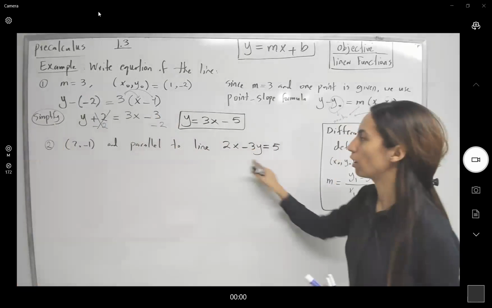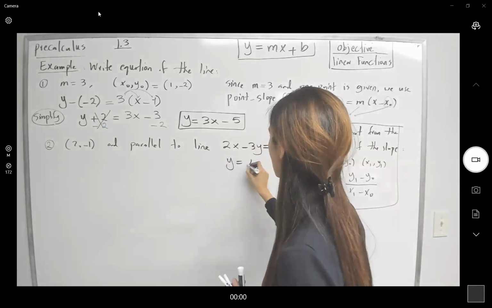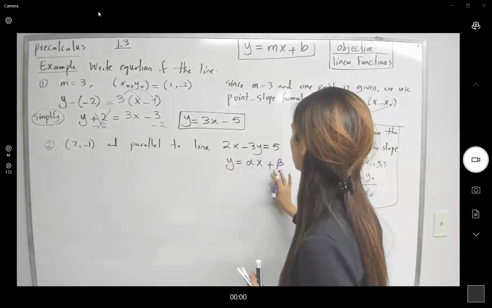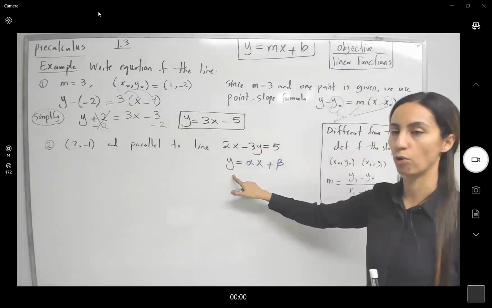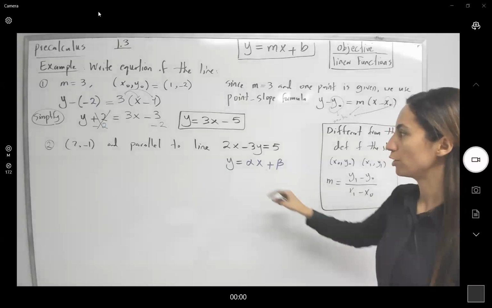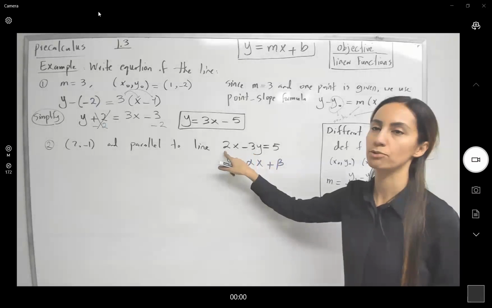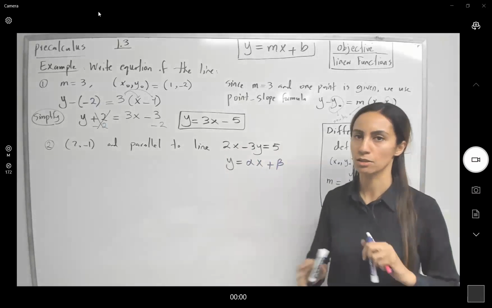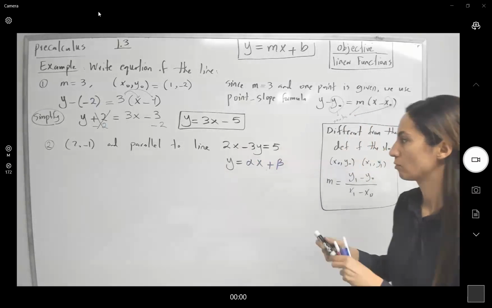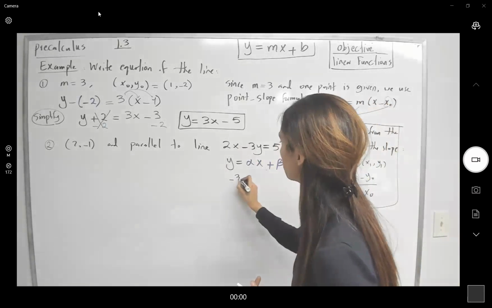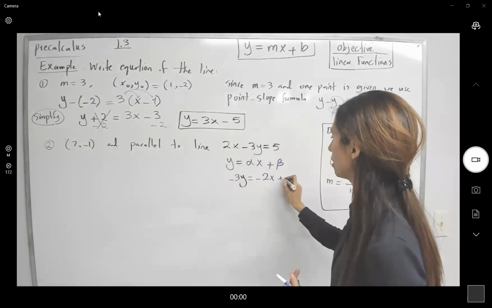We need to figure out what alpha is. We need to write this in the form y equals alpha x plus beta. Okay, how do I do that? I need to isolate y on one side. So what are you going to do? You're going to add 3y to both sides or subtract 2x from both sides. Both of these approaches are absolutely correct. You get negative 3y equals minus 2x plus 5.